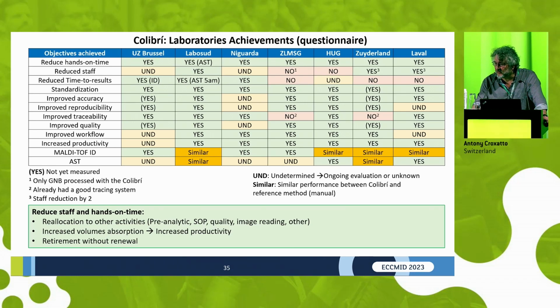When I say reduce staff, what did they do? They allowed them to reallocate the staff to other activities, maybe with more added value, such as image reading, pre-analytic, lab management, and other tasks. They also showed that you have a real increase in productivity if you can reduce the staff for this activity. And for some of them, they do not renew people who retired.